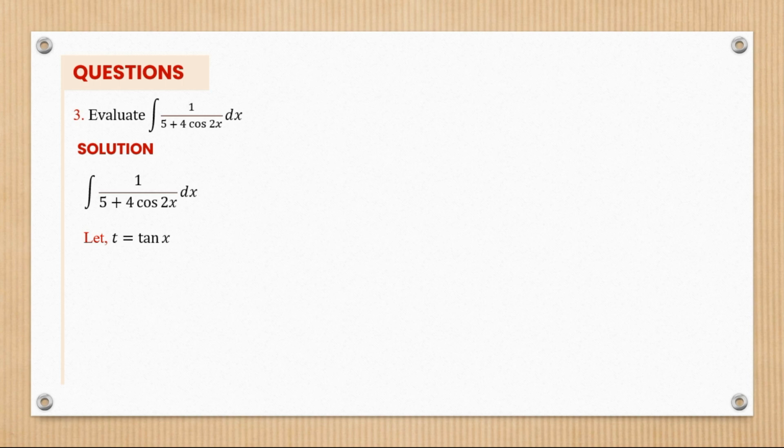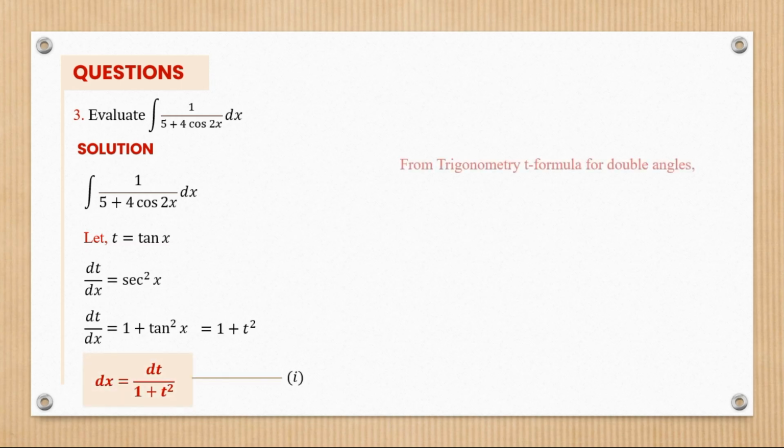And now we're going to remember something very important. Before we do that, let's first solve this. dt/dx should be equal to sec squared x, of which sec squared x is the same as 1 plus tan squared x. And then that can be 1 plus t squared, of which dx should be equal to dt over 1 plus t squared. So this shall be equation 1.